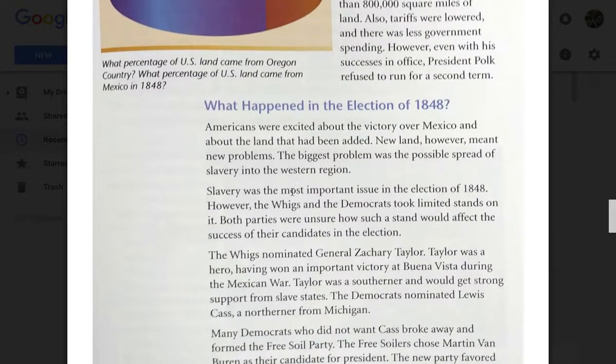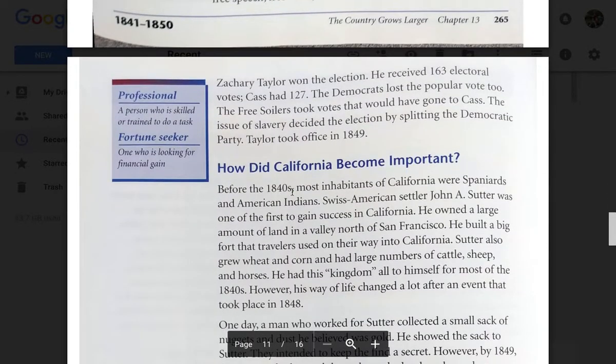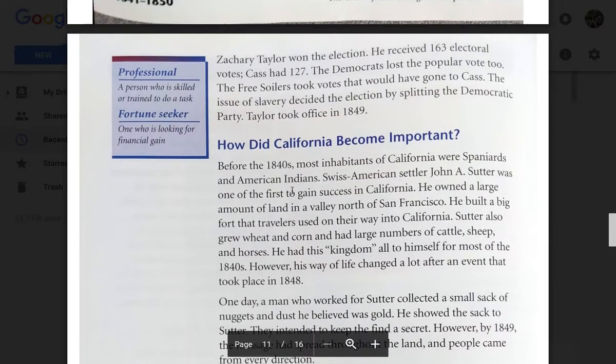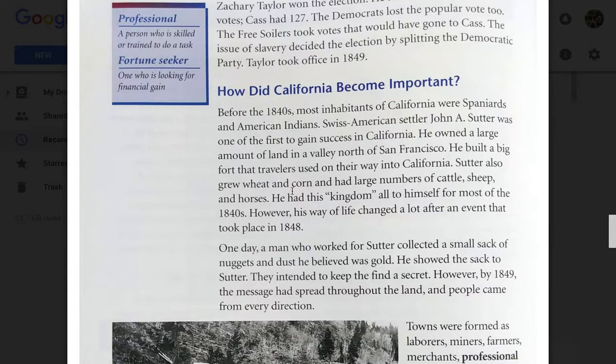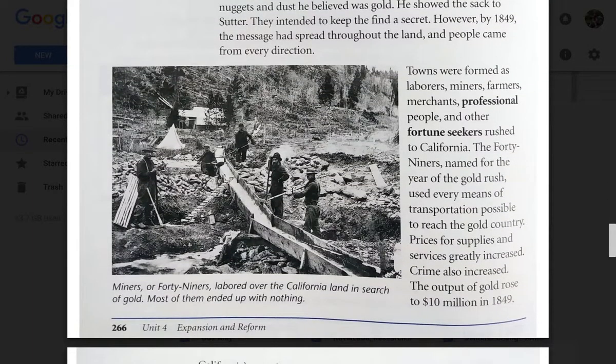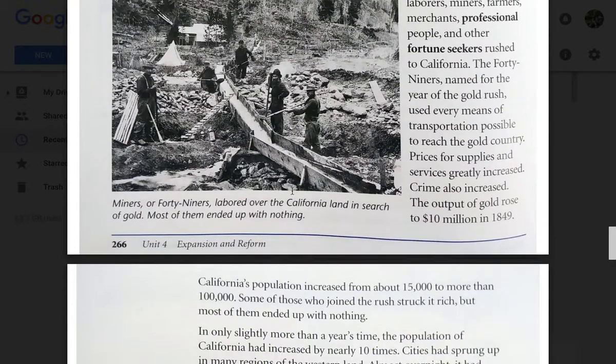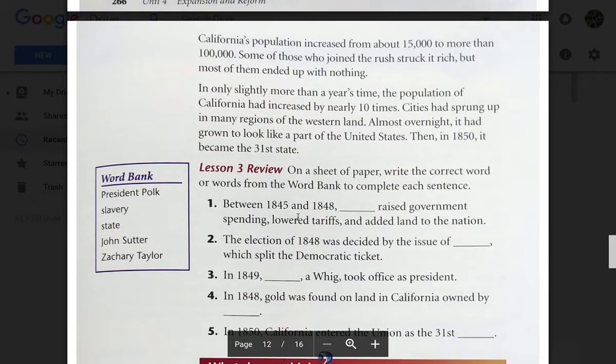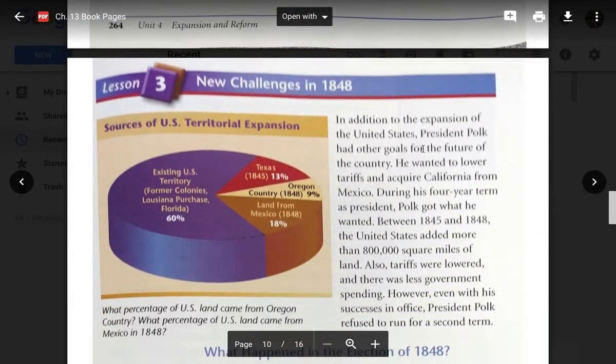Questions we'll be asking: what happened in the election of 1848? We'll be looking at the word professional, someone who is skilled or trained to do a task, like I am a professional teacher, or there are professional lawyers. Fortune seeker, one who is looking for financial gain. So we're looking at gold and land and things to make some bucks. Question: how did California become important? You can see miners, or 49ers, labored over the California land in search of gold. Most of them ended up with nothing. And now we'll be doing the review. So, pretty straightforward section. All right, giddy up.